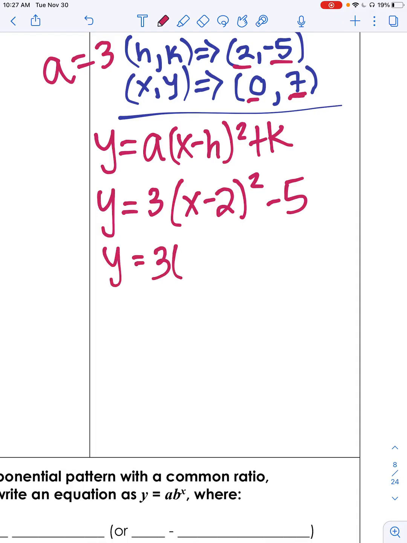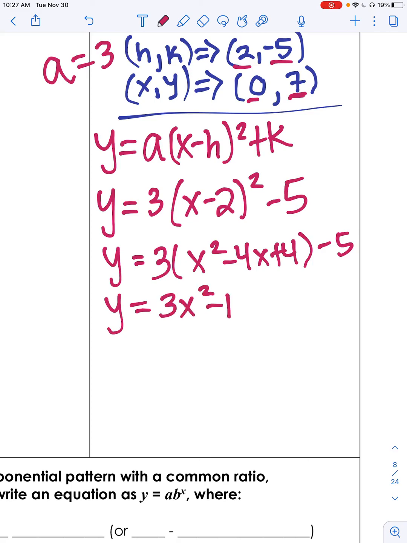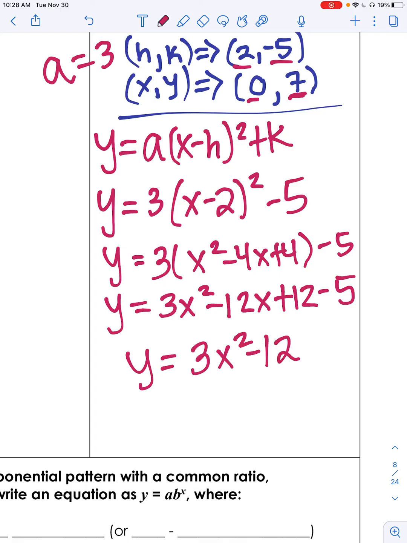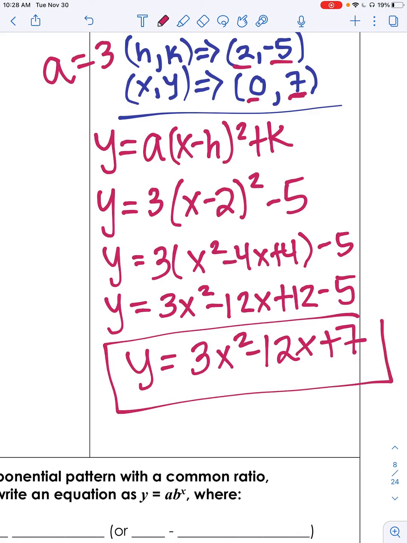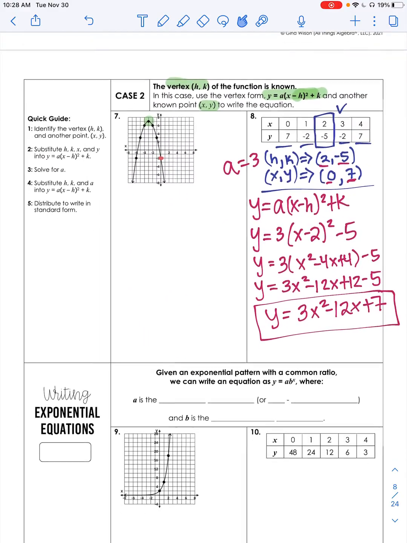Okay, so make sure if you did this on your own, you are checking what you did with me. So we'll square that binomial, and we're at y equals 3 times x squared minus 4x plus 4 minus 5. Let's distribute the 3. Bring down minus 5. Okay, and we are done here. So y equals 3x squared minus 12x plus 7. All right, and that is it for case 2.